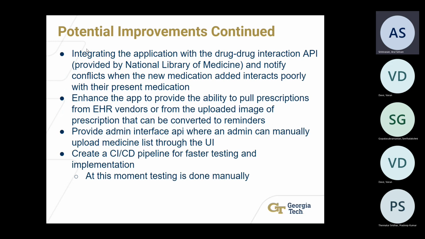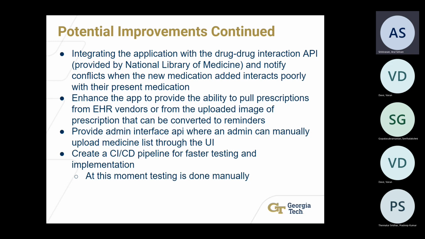So also one potential feature which we thought about is integrating this application with the drug-drug interaction API provided by the National Library of Medicine. This is done to notify conflicts when a patient adds a new medication. He can see if it interacts poorly with any current medications, and it can notify the users about that.